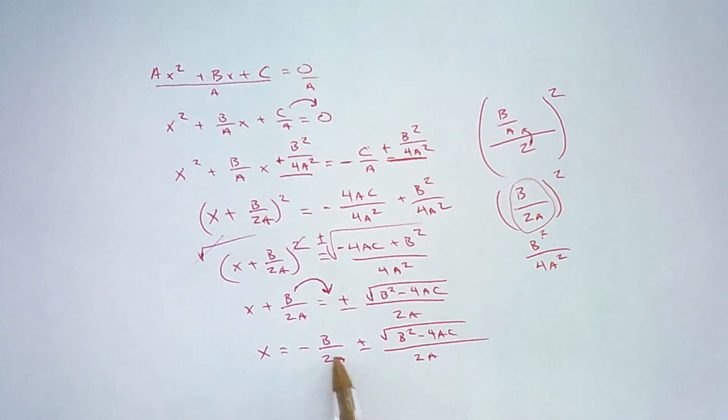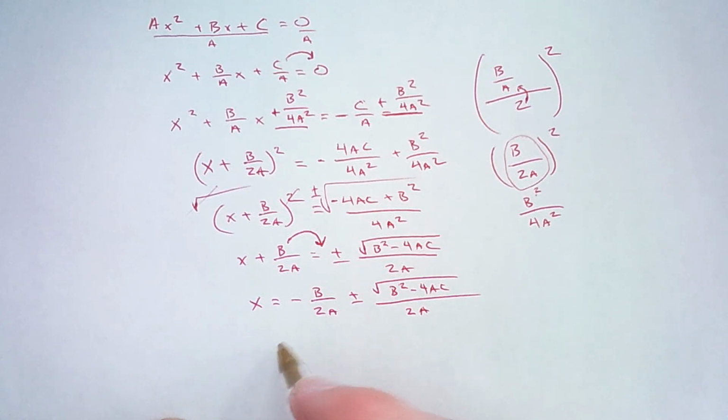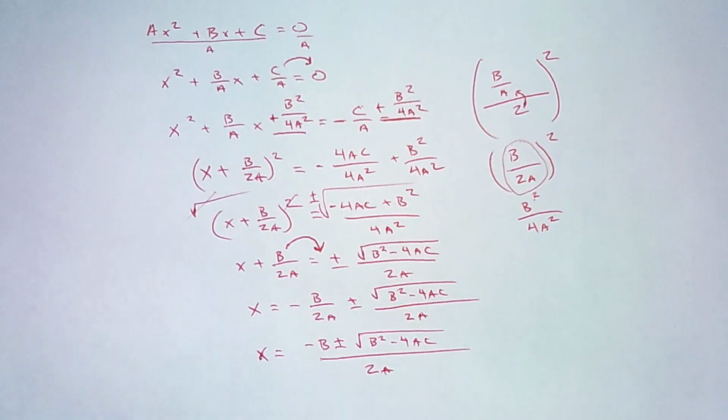And since these two terms here have the same denominator, I can combine them into a single fraction. So I have x equals the opposite of b plus or minus the square root of b squared minus 4ac all over 2a. That is the quadratic formula, and this is how we can derive it by solving for x.